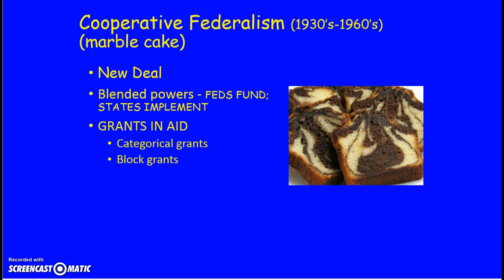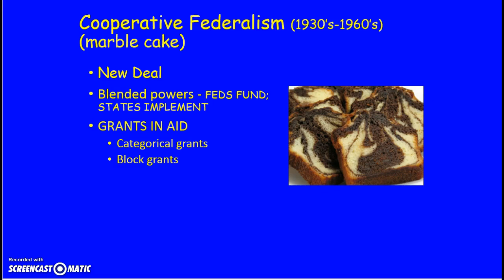Next, we moved into cooperative federalism. This happened during the time of the New Deal, when the Depression was affecting the states' abilities to put people to work and to pay their debts. So the federal government got involved with grants in aid given to the states. This caused a blending of the powers of the federal government with the state governments' business.